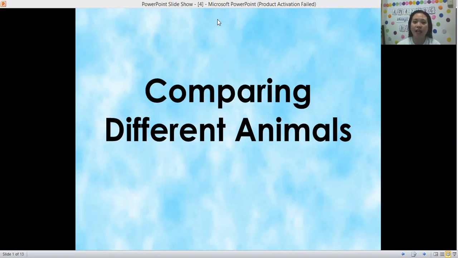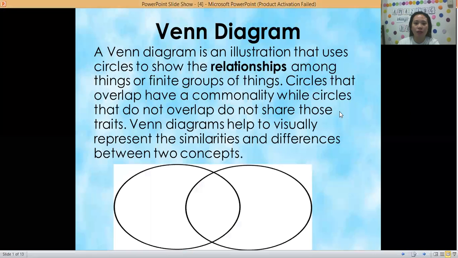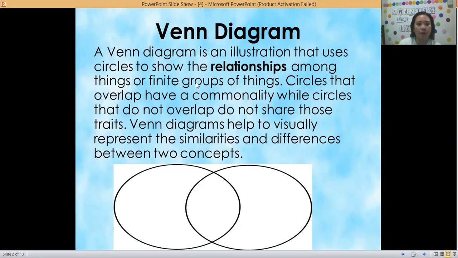Okay, for our science, the topic is comparing different animals. So for this lesson, we're going to use the Venn diagram. So what is a Venn diagram? A Venn diagram is an illustration that uses circles to show the relationship among things or finite groups of things.